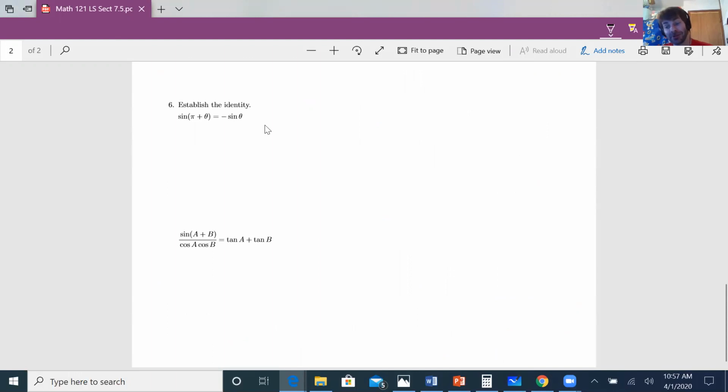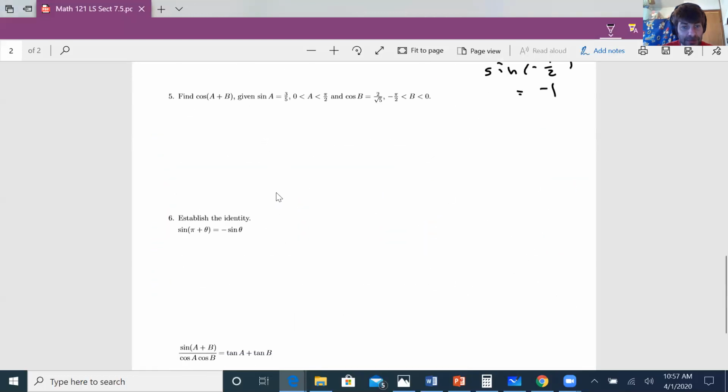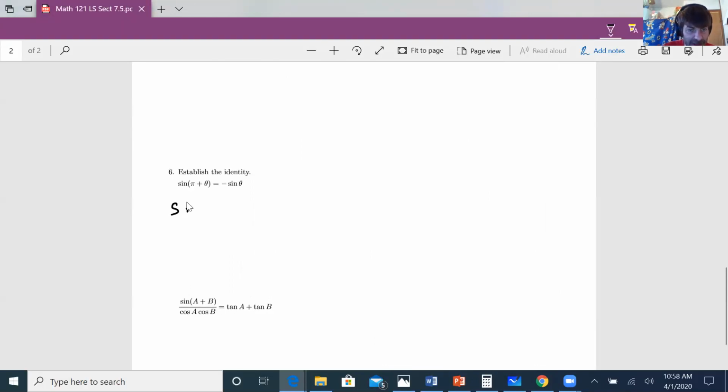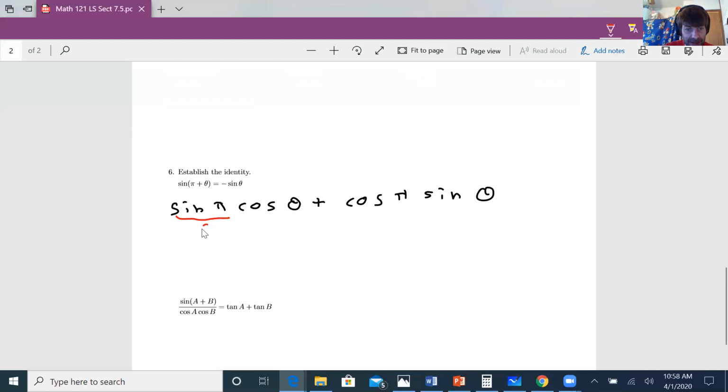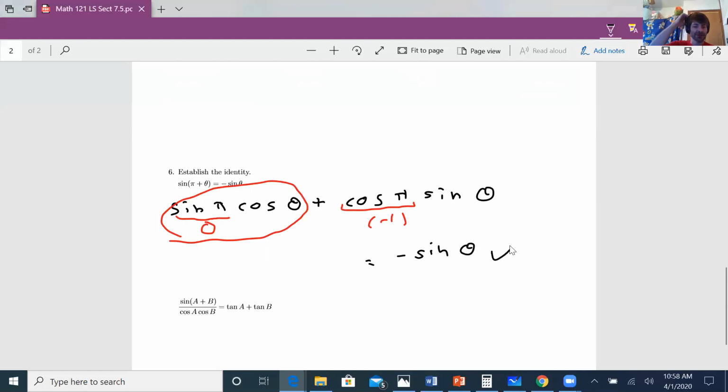Okay, so the ones that I think are probably more interesting that I really wish I had gotten to in class today were the ones where we established the identities. Okay, well this one, sine of pi plus theta. So I am going to, this is an A and a B. So I'm going to apply my identity. So this is going to be sine of pi times the cosine of theta plus the cosine of pi times the sine of theta. The sine of pi is 0, right? So all of this is going to be gone. And the cosine of pi is negative 1. So this is just all going to equal negative sine theta. And there we go. We've established our identity.